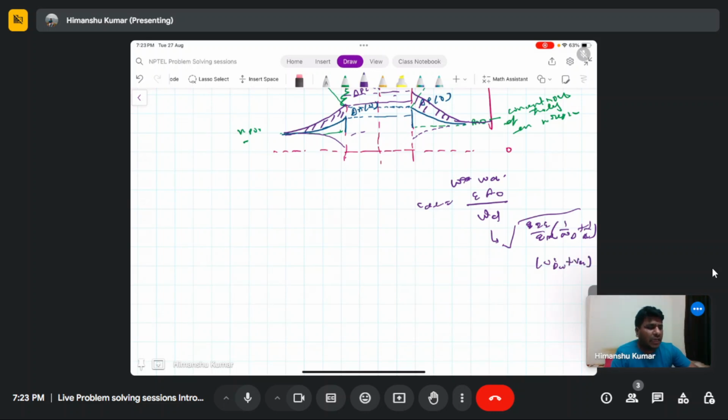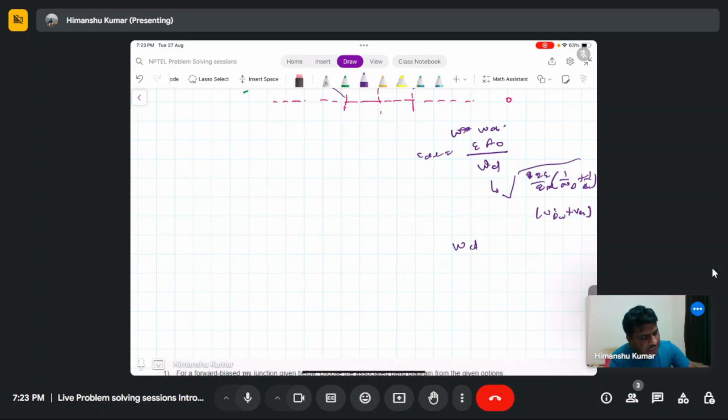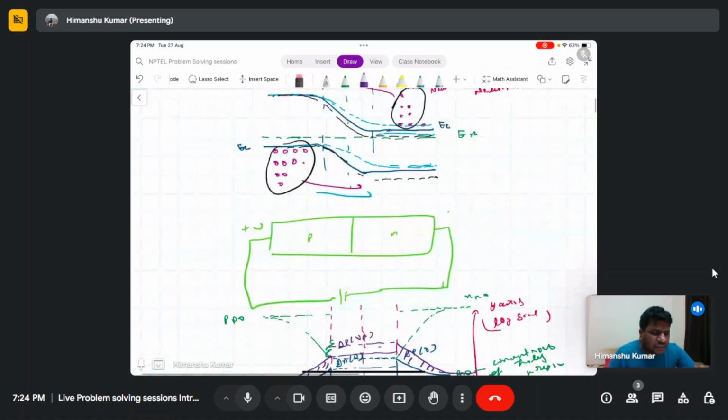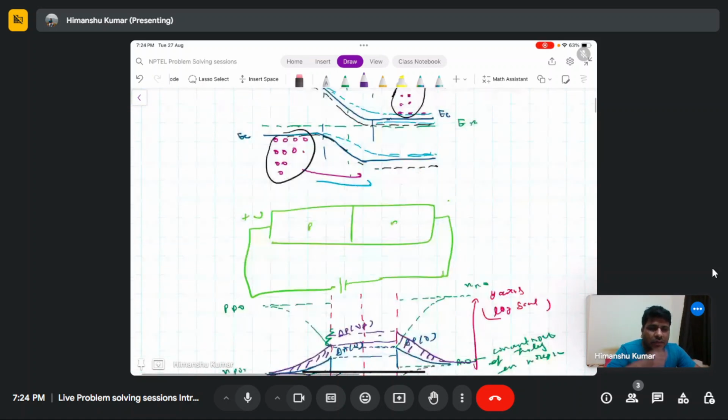So that you can get the depletion width, which is directly proportional to the square root of V_bi plus V applied bias, so V_bi minus V applied. In reverse bias we apply a negative voltage, and in forward bias it is positive. So you can calculate the depletion width based on this equation, and if you calculate the depletion width with basic Gauss's law and those equations, you will reach the same answer.